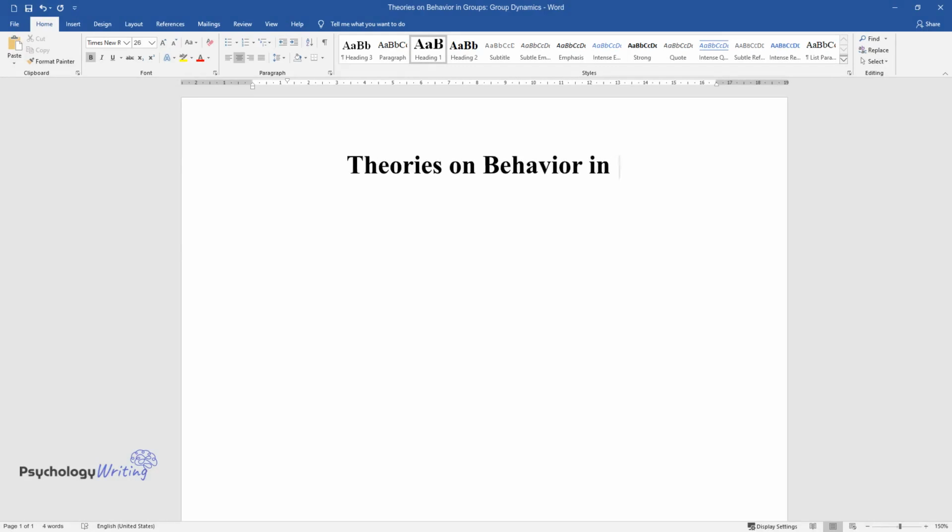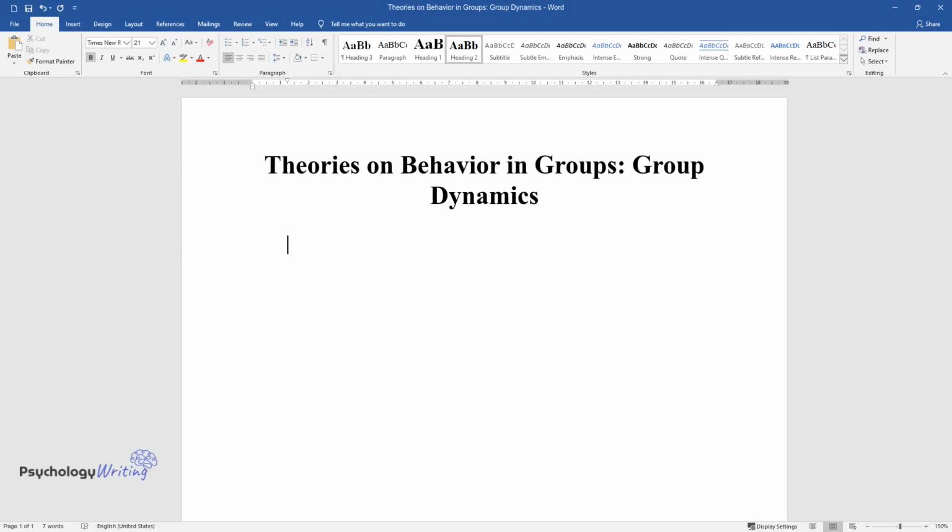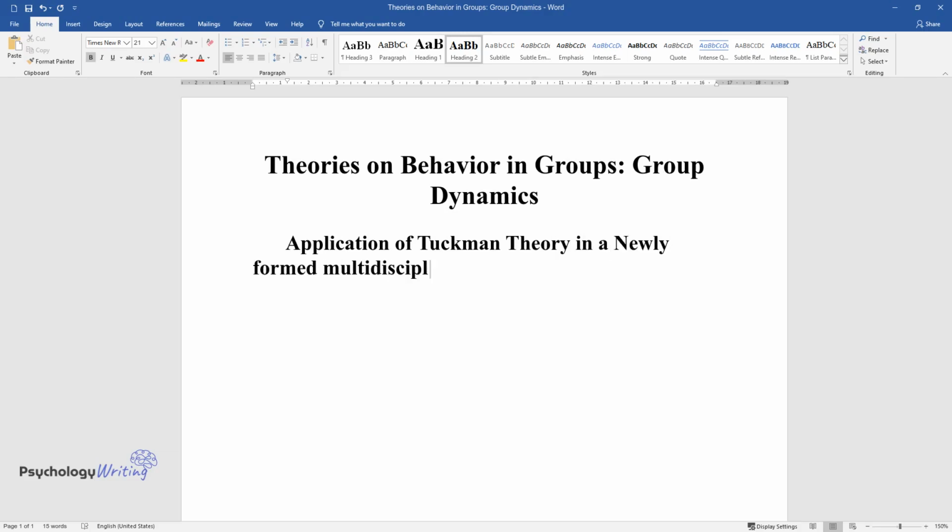Theories on Behavior in Groups, Group Dynamics. Application of Tuckman Theory in a newly formed multidisciplinary child protection team.